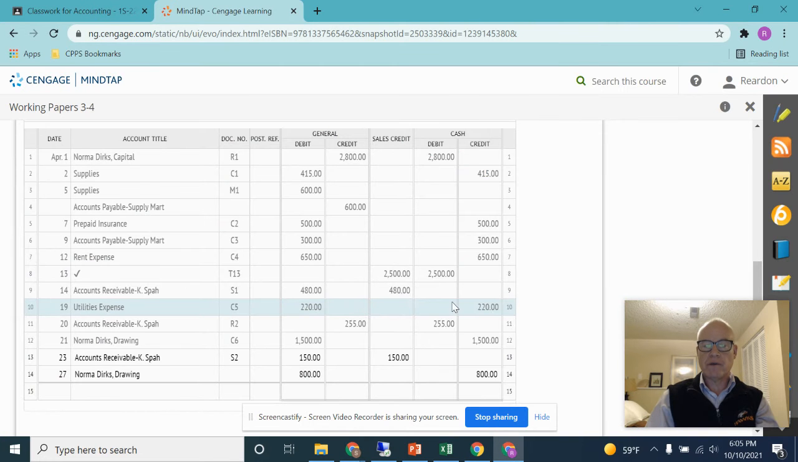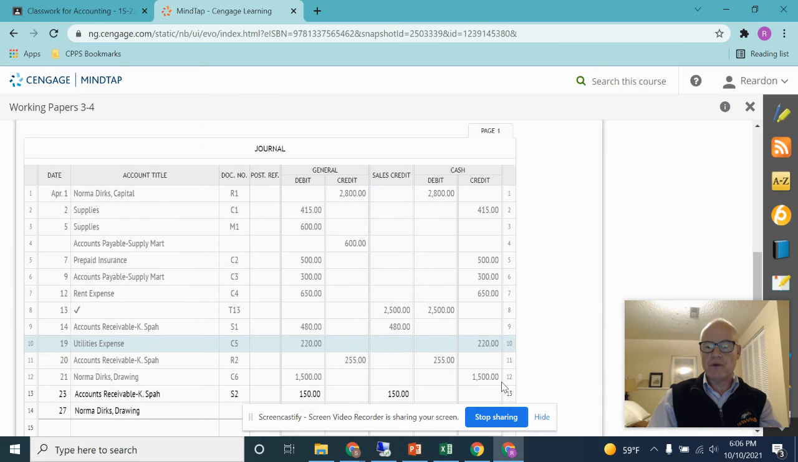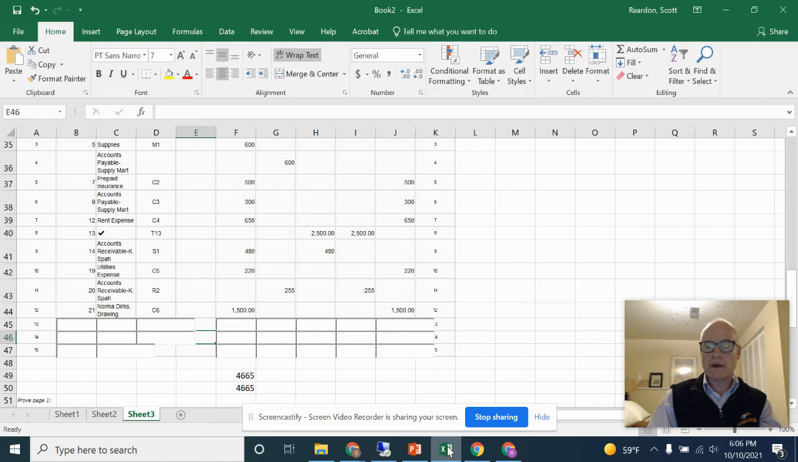Okay, so we've got our two entries for accounts receivable and Norma Dirks. Time to prove our transactions, right? And I'm going to do a little maneuver here. I don't really quite know how to do this quite properly. I'm going to start a new sheet here.